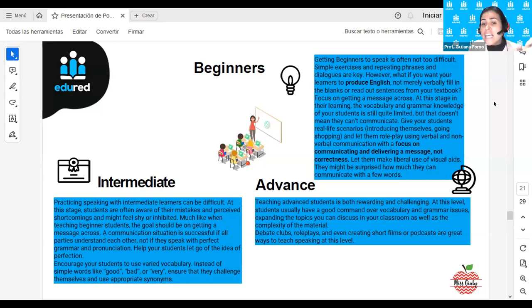Teaching advanced students is both rewarding and challenging. At this level, students usually have a good command over vocabulary and grammar issues. Expanding the topics you can discuss in your classroom, as well as the complexity of the material. Debate clubs, role plays, and even creating short films or podcasts are various ways to teach speaking at this level, okay? Yes, they can create podcasts and they love doing this.